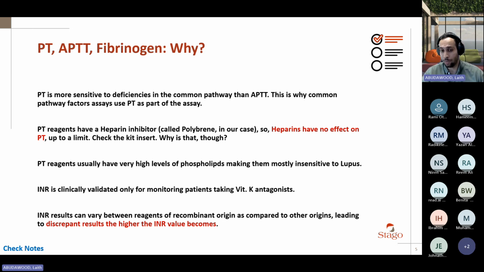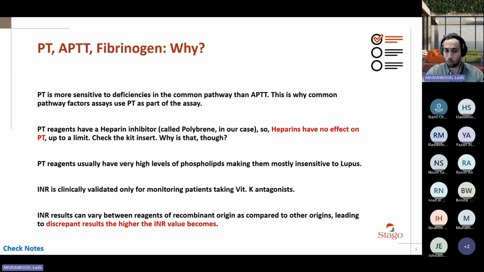Are you comparing Neoptimal, which is a rabbit brain extract, to Siemens, which is a recombinant reagent? If that is the case, that's not really a very appropriate comparison, especially when INR starts to go above 2 or 3. And there's a lot of evidence that supports that once your INR starts to go above 2 and 3, the discrepancies in INR between recombinant reagents and rabbit brain, or we call them extract PT reagents, you will start to see differences. So please keep that in mind.